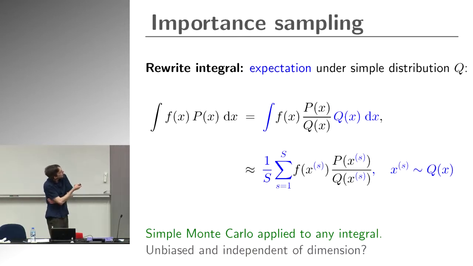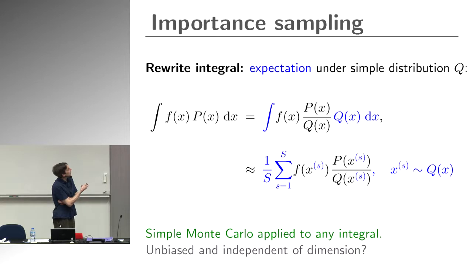As I've colored in blue, the integral on the right is an expectation under q. The original integral is an expectation under p, and really the integral on the right is still an expectation under p. But you can also view it as an expectation under q. So I can apply the simple Monte Carlo idea to this integral. I can draw samples from q and evaluate the rest of the integrand under those samples.